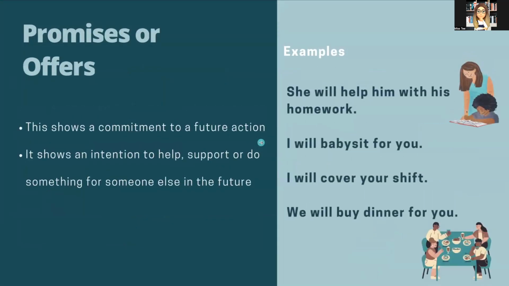Now here is another example of when we use the simple future form for promises or offers. This shows a commitment to a future action, and it shows an intention to help, support, or do something for someone else in the future. Here are some examples of this one. She will help him with his homework. So it's her promise to him to help him with his homework. She has the intention to help him, to support him, or do something with him in the future. And we know it's in the future, a future promise, will help.